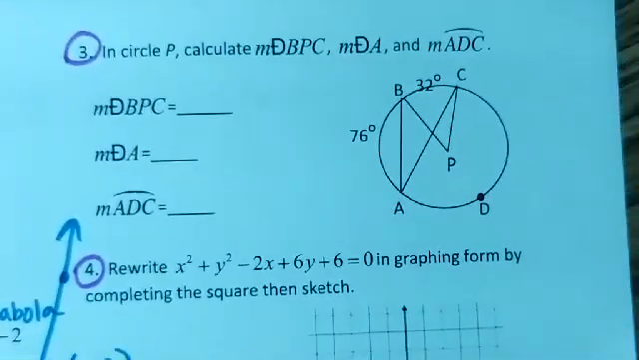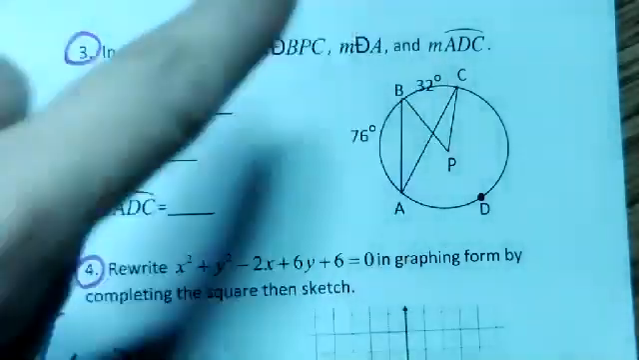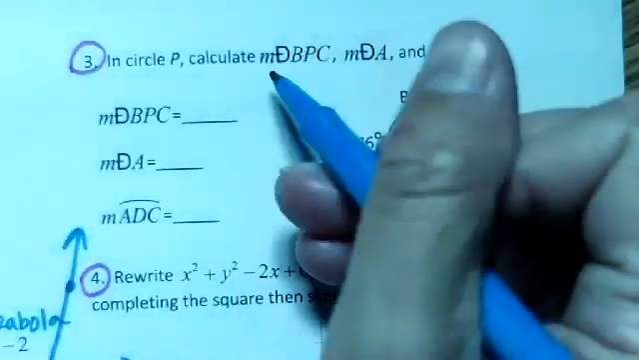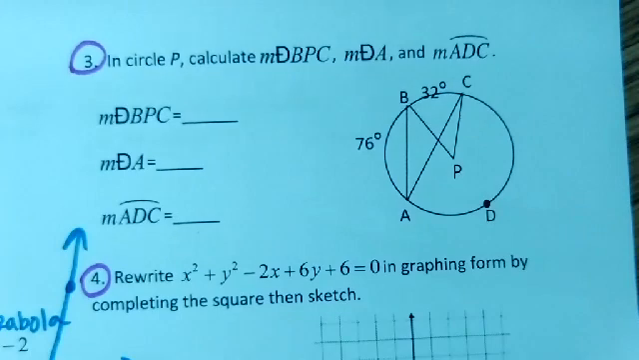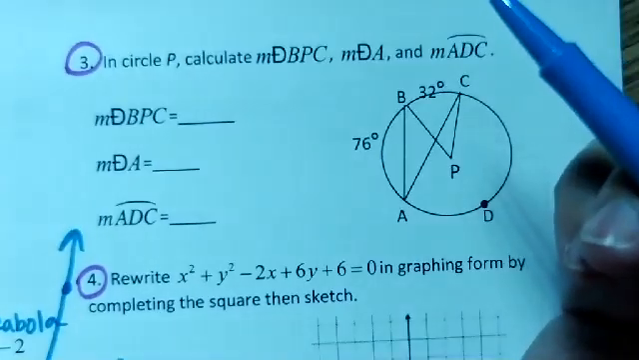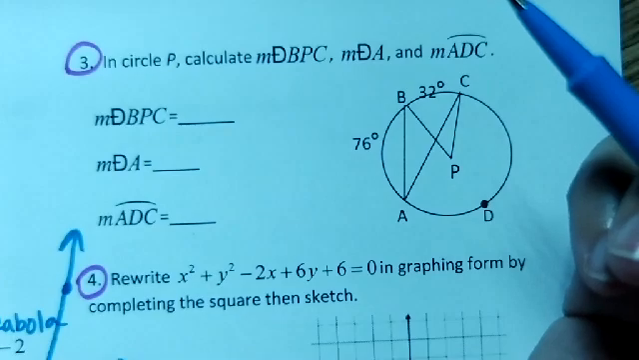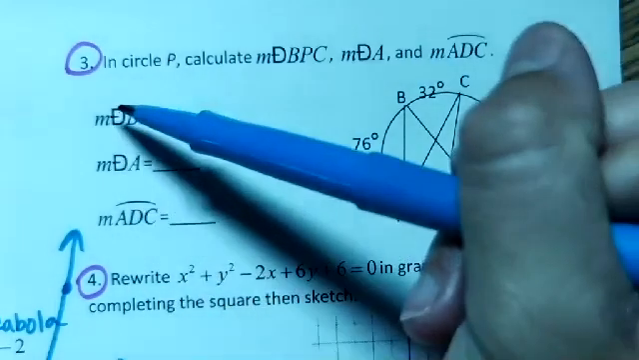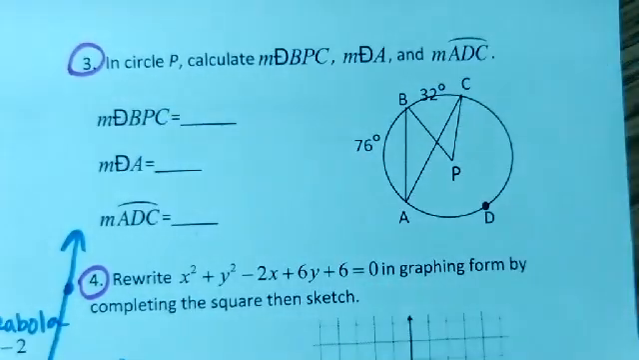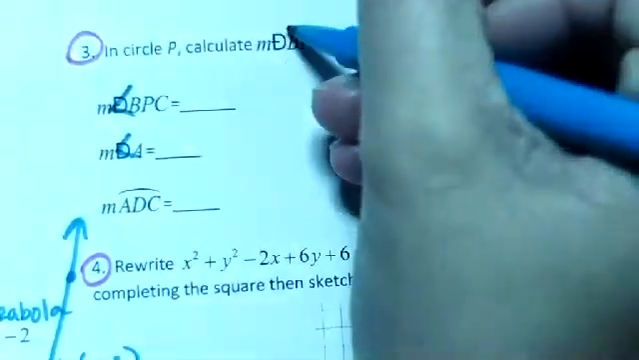Number 3. There's a lot going on in number 3. It also printed kind of weird. I don't know if it looked like that for you guys, but it has all these weird things. Now, it was supposed to say the measure of angle BPC, the measure of angle A. So these are supposed to be angles, and it looks kind of weird. So that should be like that.